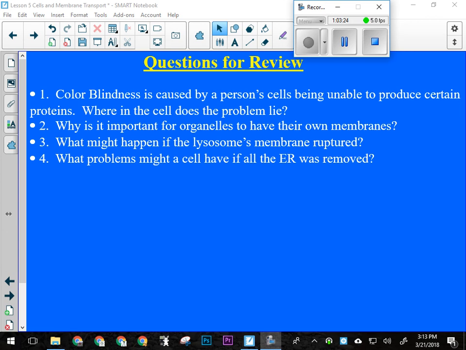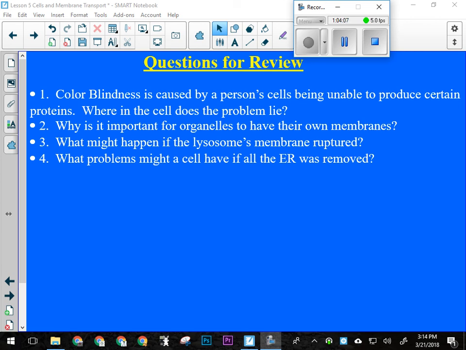So, if you're colorblind, it's because your cells can't produce a certain protein. That makes the receptors in your eye not work properly, and you can't see certain colors. So where in your cell is the problem? That's usually what we want to say, because we think automatically the ribosomes make protein, so the problem's with the ribosomes. Where do the ribosomes get their information from? From the nucleus. So the problem is actually in your DNA, which is why color blindness is genetic. If you are colorblind, the part of your DNA that tells the cells and the ribosomes how to make this certain protein is wrong. They actually make a protein, but it doesn't work.